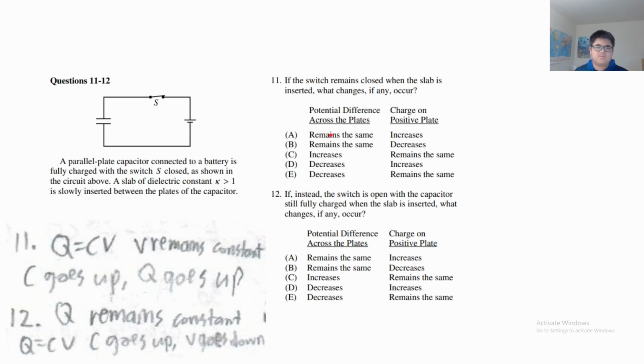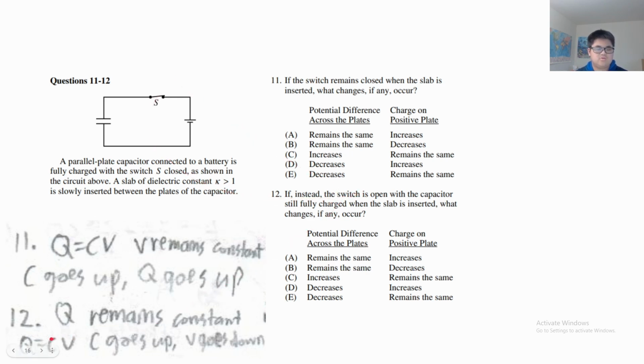And the reason why the voltage remains the same is because it's a closed loop. So the voltage has to remain the same because of, again, Kirchhoff's loop rule. Now, if the switch were open, then the charge would remain constant. This is just a concept you have to memorize. When the switch is open, the charge remains constant.